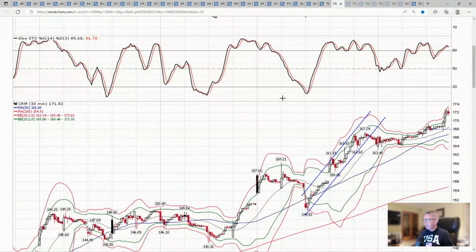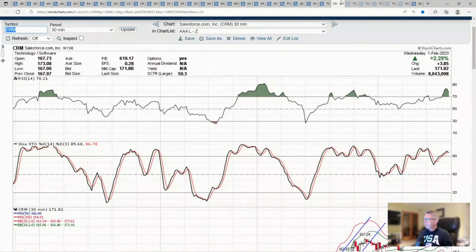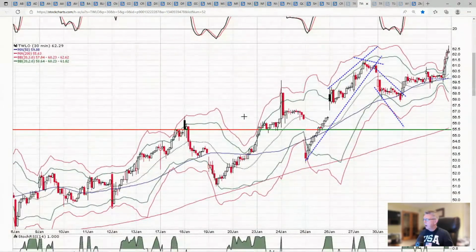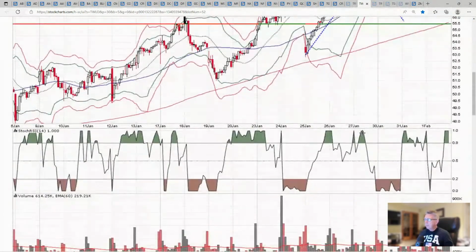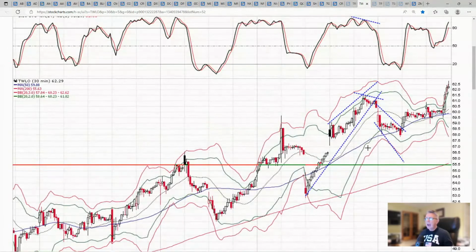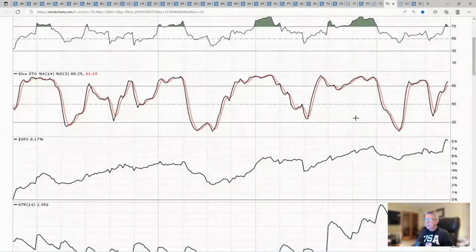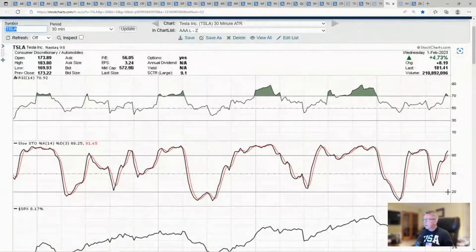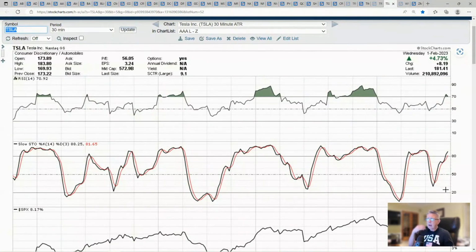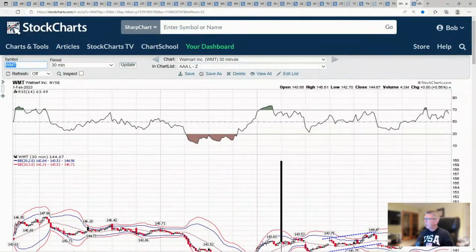Salesforce.com. Extended, nothing to do here per se. Twilio, 30-minute chart. Extended. RSI could still go higher. Prefer Adobe and Meta. Tesla, we have a position here. Left a day overbought. We're probably going to get a reaction to the downside at some point in time tomorrow. Again, Adobe or Meta. Walmart, nothing to do here at all.